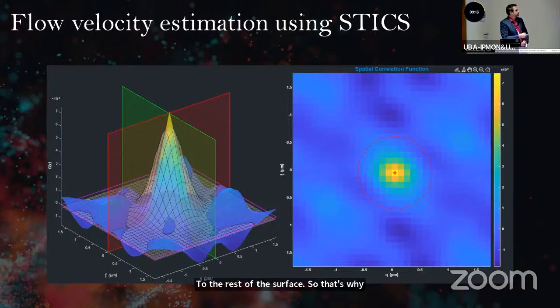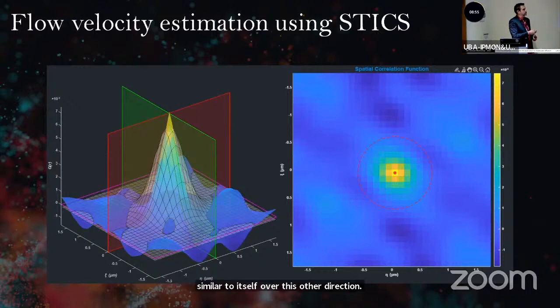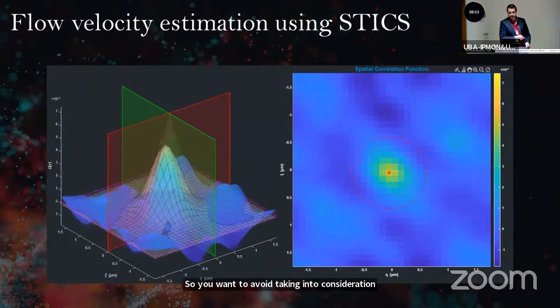And we also ignore the points outside because sometimes you can have some periodicity, and this can show up in your correlation function. So here it is showing me that there is perhaps a characteristic distance over this direction, where the image is more similar to itself than over this other direction. So you want to avoid taking those into consideration because most of the time you're fitting a symmetrical Gaussian.